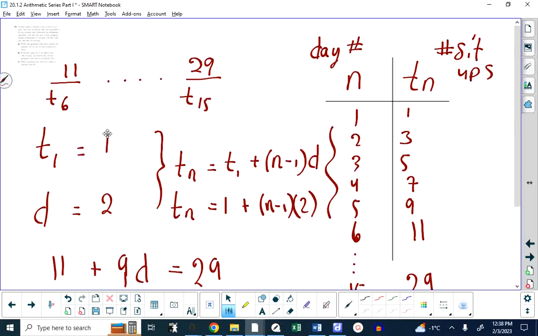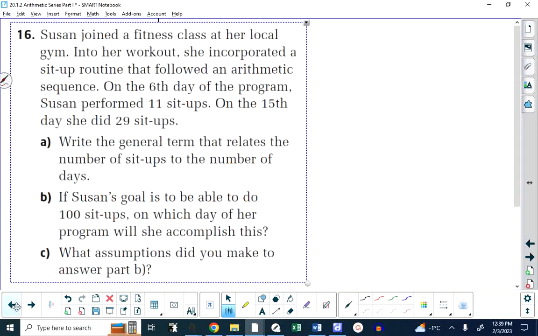I'm going to end it there for this part of the question. I'll leave it up to you. Everybody should be able to expand that out and simplify it. You're going to get 1 plus 2n minus 2, and you can add the 1 and the negative 2 together. We are also asked, I guess I will finish A, if she wants to be able to do 100 sit-ups, on which day is that going to happen?